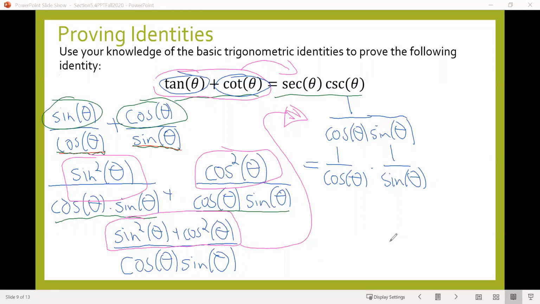Hopefully you see that these two things are the same, right? Because if we multiply straight across on the bottom one, we have 1 times 1, which would give us the 1 here. Cosine of theta times sine of theta would give us this, so those two are the same. And that's helpful now because 1 over cosine, we know, is equal to secant of theta. And 1 over sine gives us cosecant of theta. So we see that we get what we're supposed to.